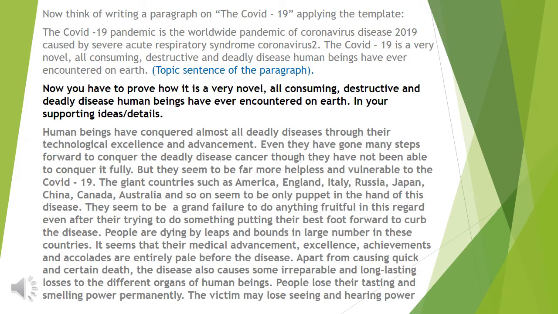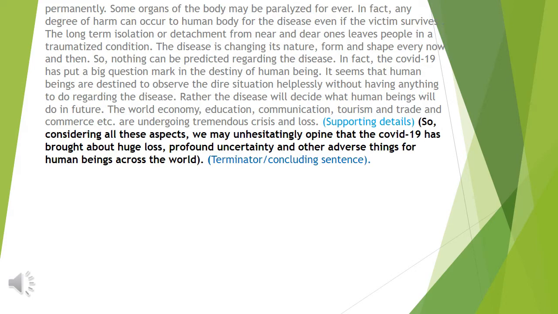Apart from causing quick and certain death, the disease also causes some irreparable and long-lasting losses to the different organs of human beings. People lose their tasting and smelling power permanently. The victim may lose seeing and hearing power permanently. Some organs of the body may be paralyzed forever. In fact, any degree of harm can occur to human body for the disease, even if the victim survives. The long-term isolation or detachment from the near and dear ones leaves people in a traumatized condition.